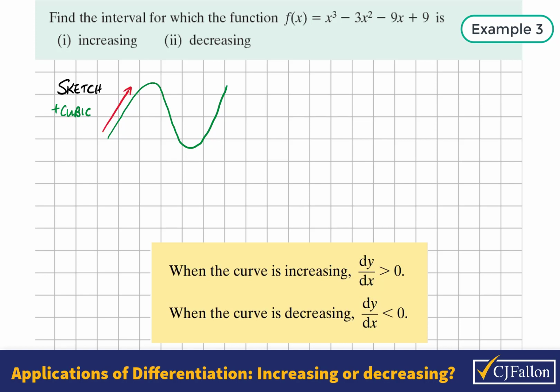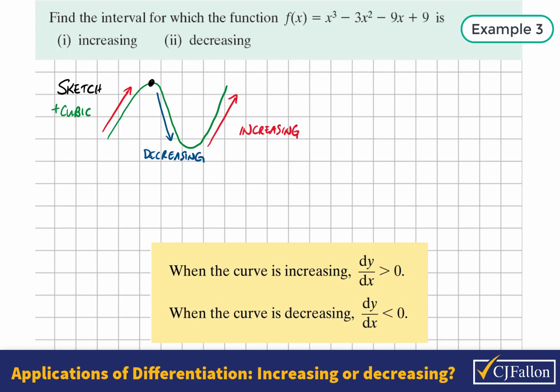Increasing means as x increases, so does the y, the output increases. This means as you move towards the right, the curve is rising. These are the increasing areas. And decreasing is the opposite. As x gets bigger, y gets smaller. So this is the decreasing section of this curve.